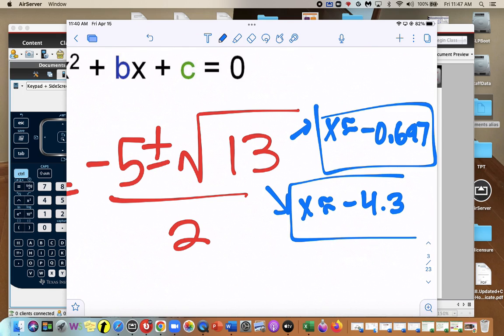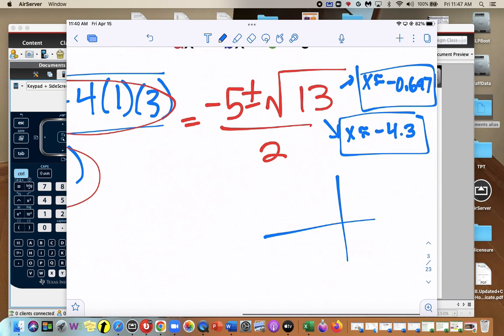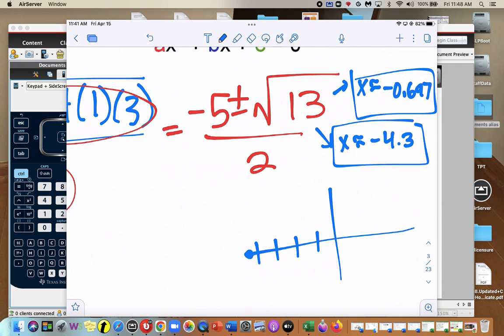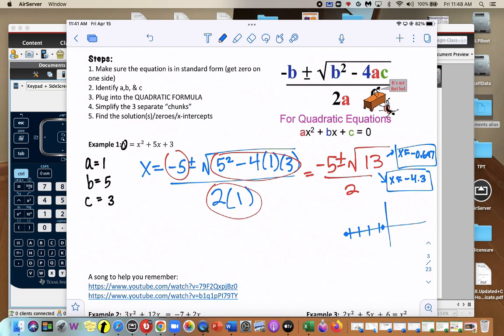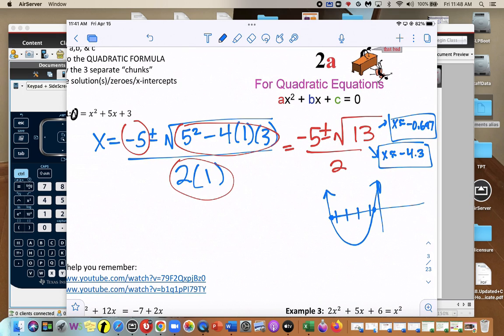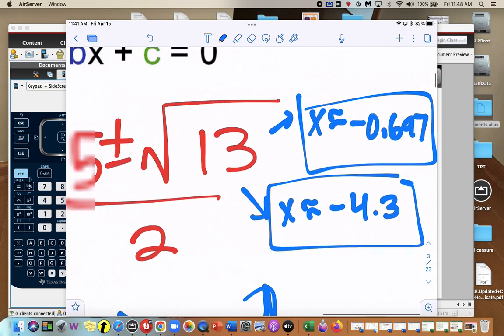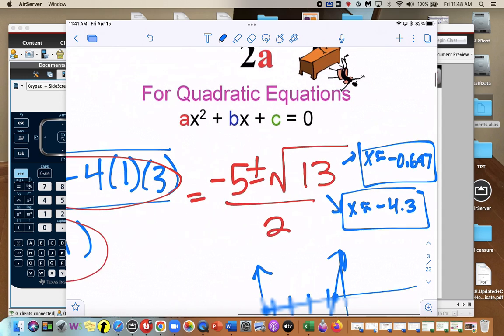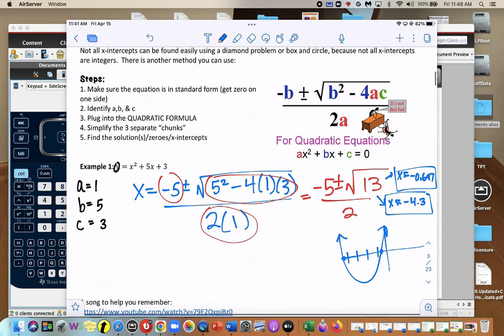And if we were to sketch this graph, what it would mean is that at negative 4.3, there would be an x-intercept. At negative 0.7 about. And this would be a smiley face graph because it's a 1x squared. So your graph would look something like this if we were to graph it. So quadratic formula, notice it would have been really hard to factor those 2 numbers. So quadratic formula does that for us, and it solves actually and gets us the answers.